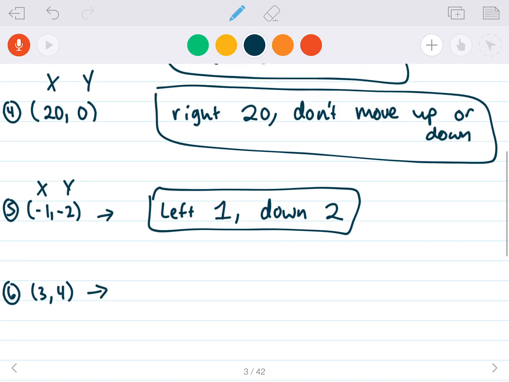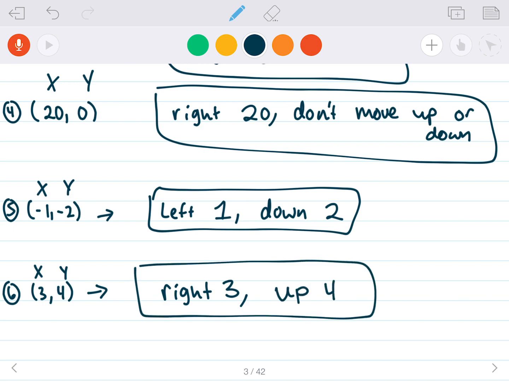What about this guy? So this guy, both x and y are positive. So the first number is x. That's positive 3. That means go to the right. And we're going to the right 3. And then this number is also positive. That means go up. So we go right 3, up 4.